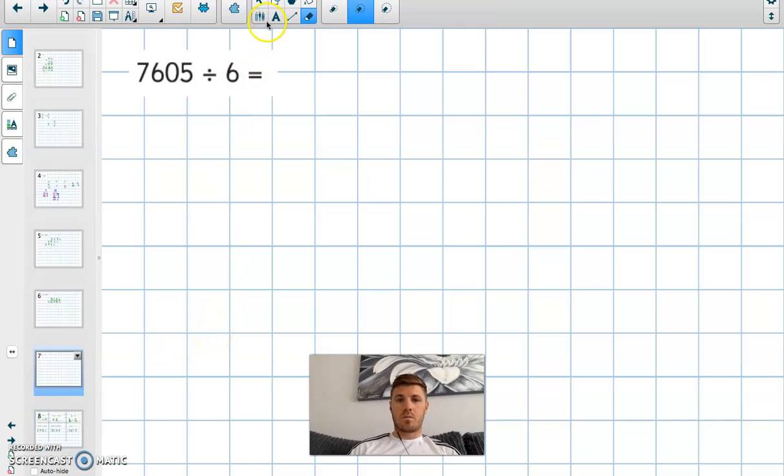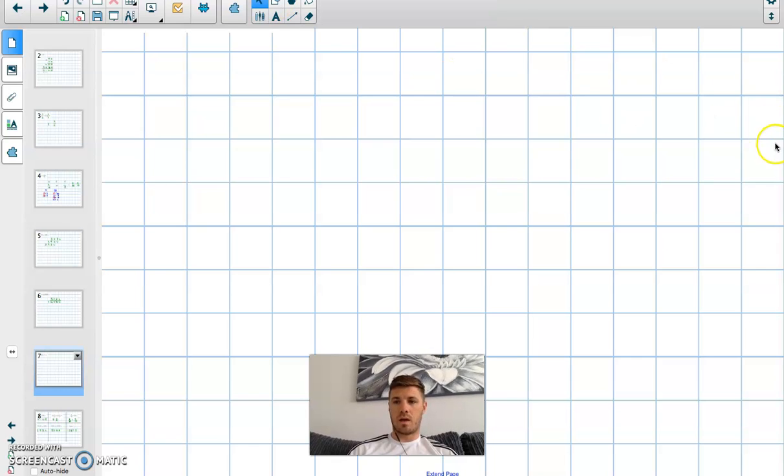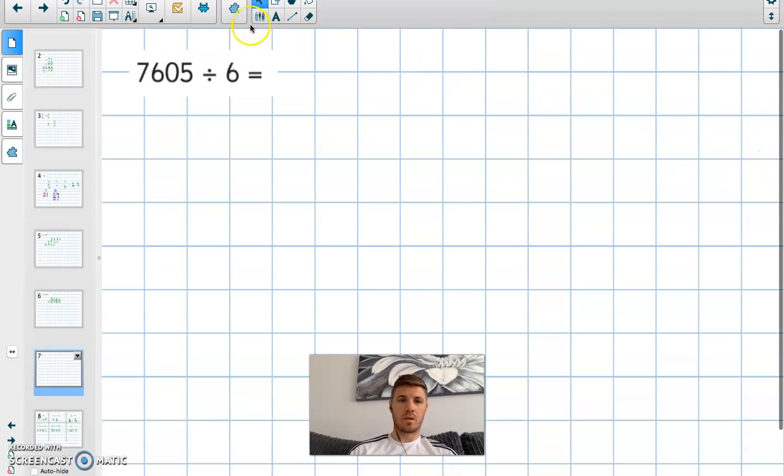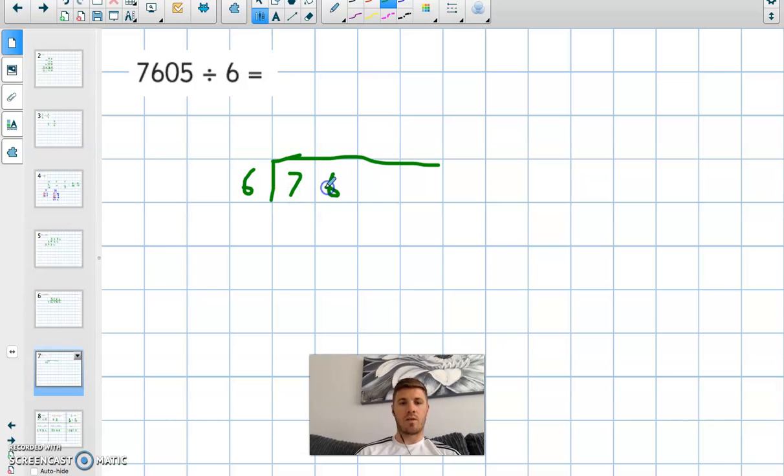Okay, so moving on to the final question. We're dividing a 4-digit number by a 1-digit number. So I'm going to put it into my bus stop. And I'm going to put my divisor on the outside, 6. I'm going to put the number that I'm dividing inside the bus stop, so 7,605. How many 6's go into 7? Well, I know there are 1, remainder 1.